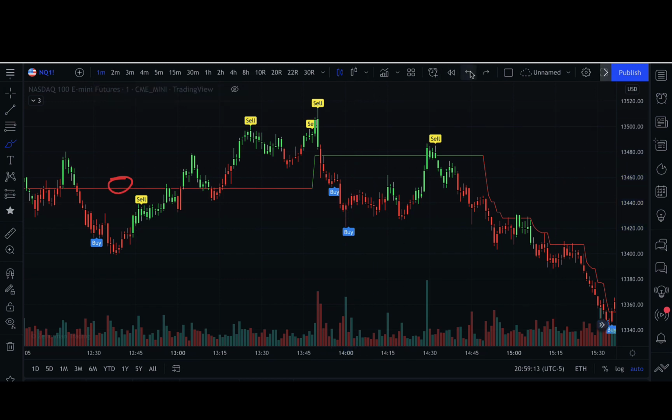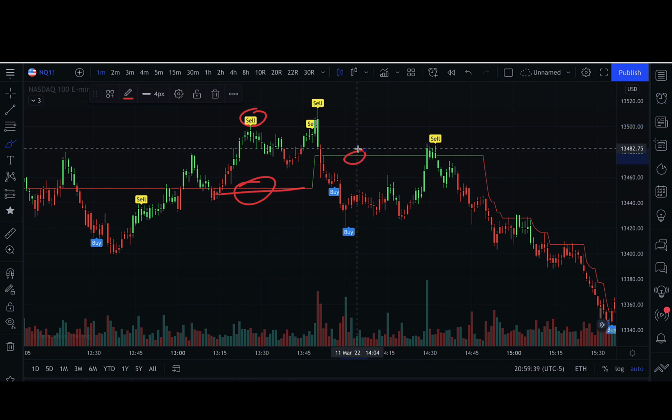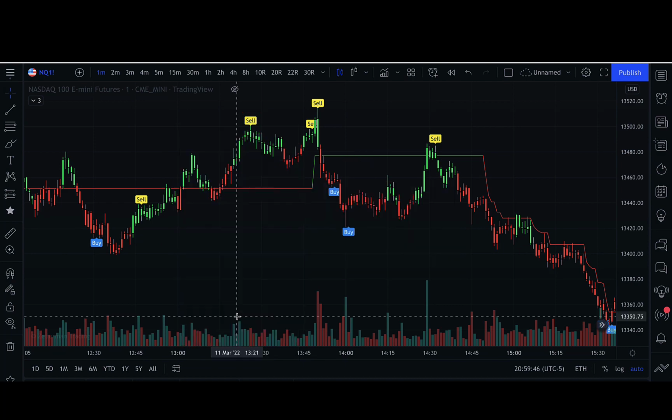Well, the way we're going to use it is rule number one: price for a short has to be above this line. So price has to be above this line, right? And then the line has to be red in order to be able to take one of these signals. Okay. We're not worried about the candle coloring right now. We're just looking at this line. If the line is green, then price needs to be under this line.